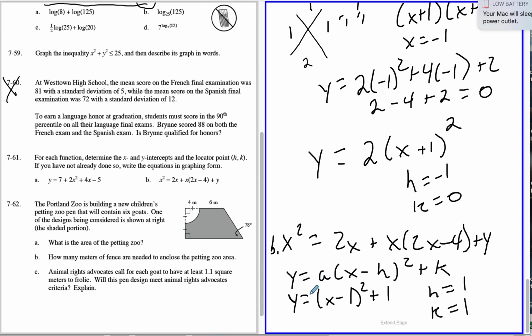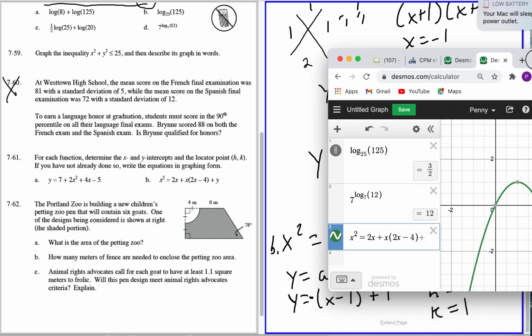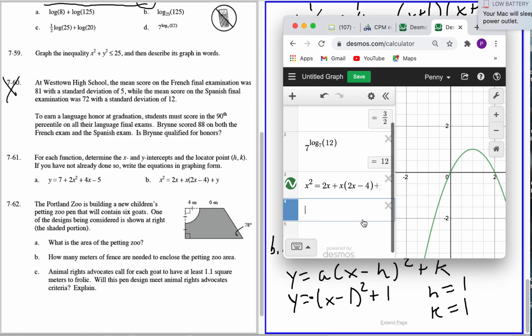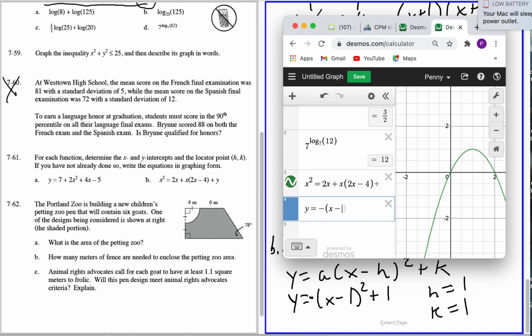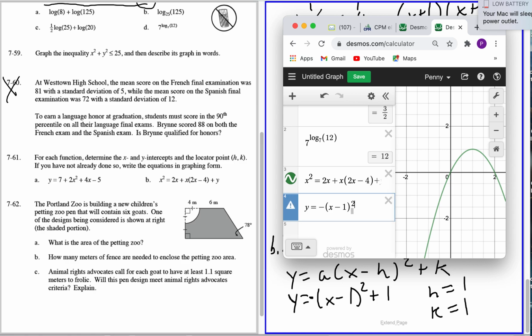My thing was facing down, so my a is negative. I can go ahead and double check that. Make sure I wrote in the right thing, if I want that green line to match the one I just wrote. y equals negative x minus 1 squared plus 1. My purple line and my green line are the same. Okay, I can turn my purple one off. Same spot.